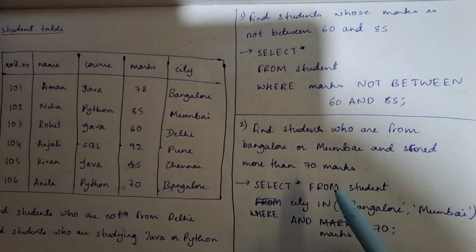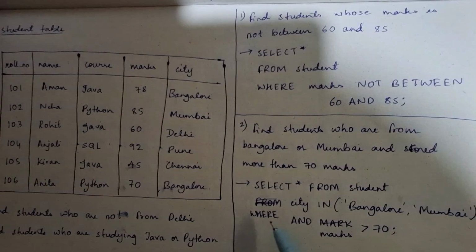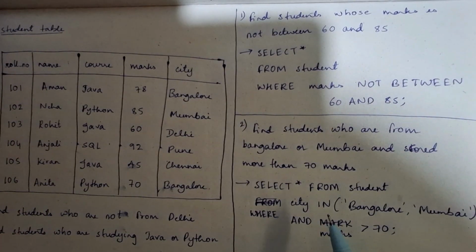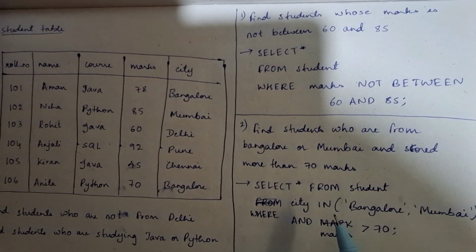First we are selecting all the columns from the student table. Now in where clause, the first condition is city in, opening the round brackets, Bangalore, Mumbai, both string values are enclosed within single quotes. In is used when we want to check multiple values in one condition. It means select students whose city is either Bangalore or Mumbai.